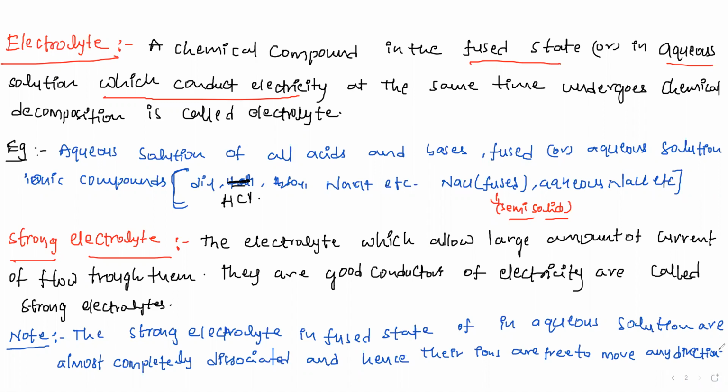Okay. Examples I will give. Write this one. Strong electrolyte is nothing but the electrolytes which allow a large amount of current through them. So they are good conductors of electricity. And in fused state or aqueous solution of these ionic compounds, complete dissociation takes place. That's why the free ions move in any direction. So that is the reason they can pass a large amount of current. Okay, I am removing this one.